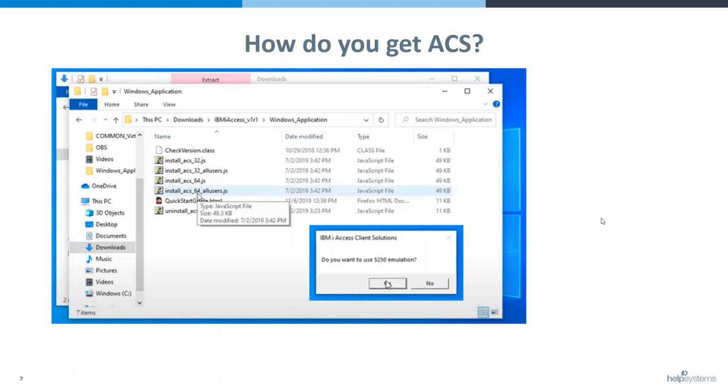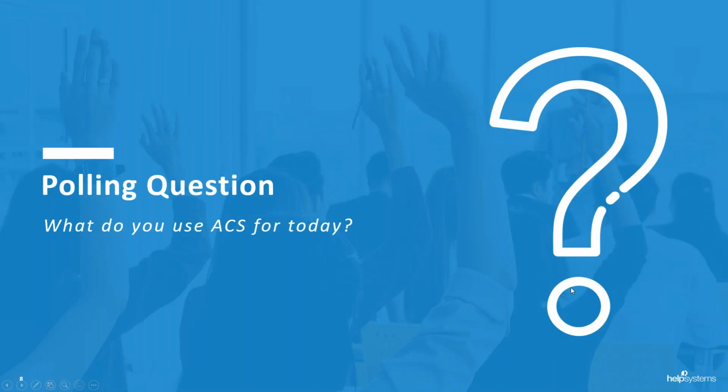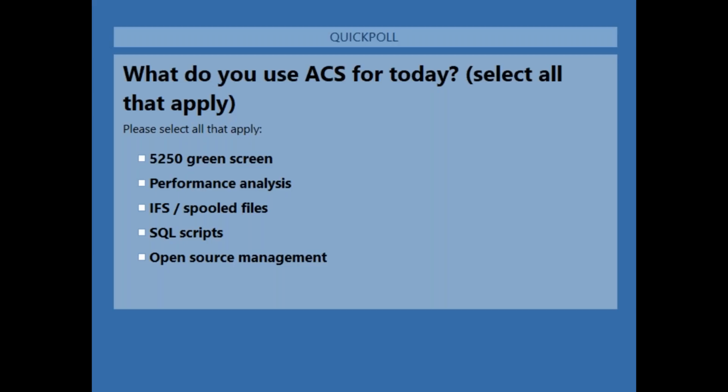Now, before we go any further, Chuck, you're going to kick off the first poll, I understand. We've lost your audio, Chuck. Thank you. Yeah, what do you use ACS for today? 5250 green screen, performance analysis, IFS and spool files, SQL scripts, open source management. Take your pick. You can choose multiple.